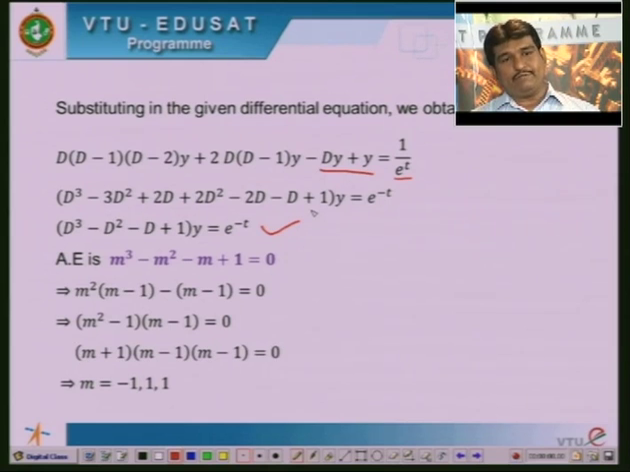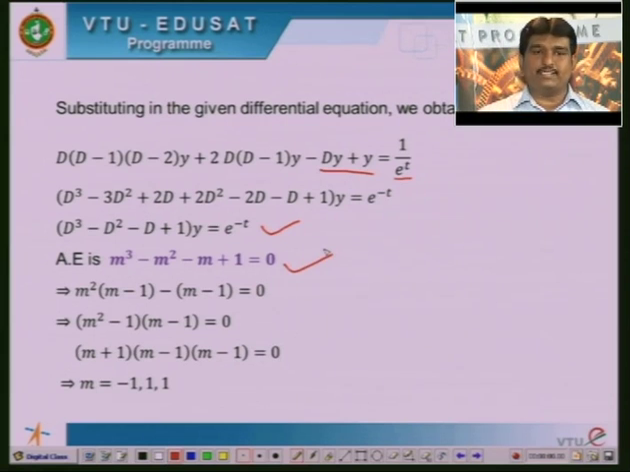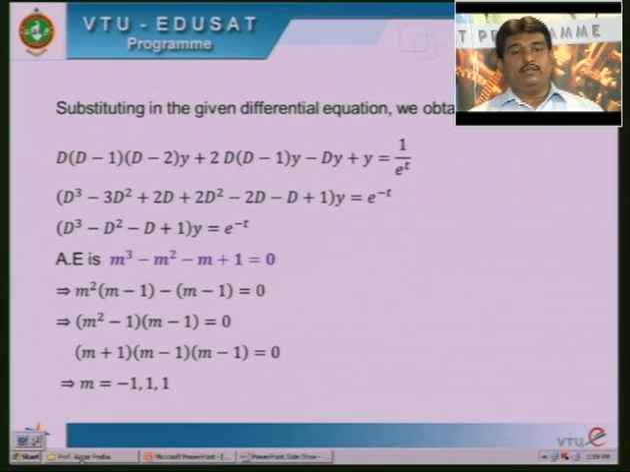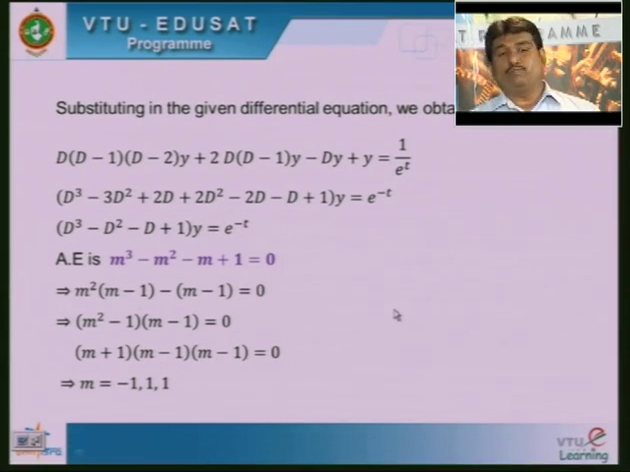To find CF, consider the auxiliary equation, which is obtained by equating the homogeneous part of the equation to 0. So this is the auxiliary equation, m cube minus m square minus m plus 1 equals to 0. You factorize it to get the roots minus 1, 1 and plus 1. So I have one real root, minus 1, and two real repeated roots, 1 and 1.